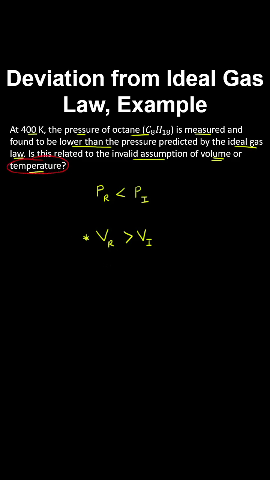And just to give you some perspective, 400 Kelvin is around 127 degrees Celsius, and this is near the boiling point of octane. So therefore the deviation from ideal conditions due to temperature means that the gas is near condensation conditions.